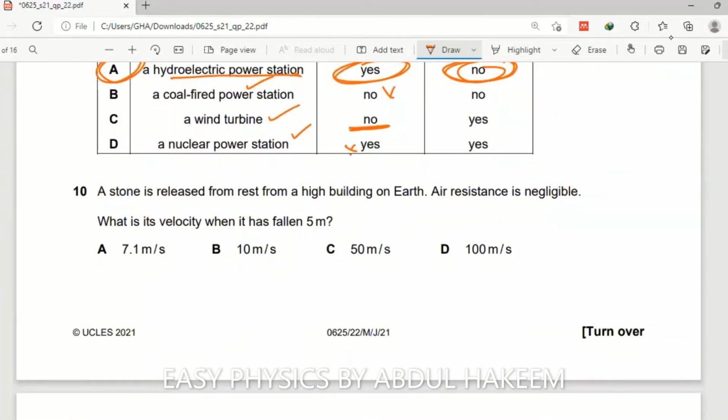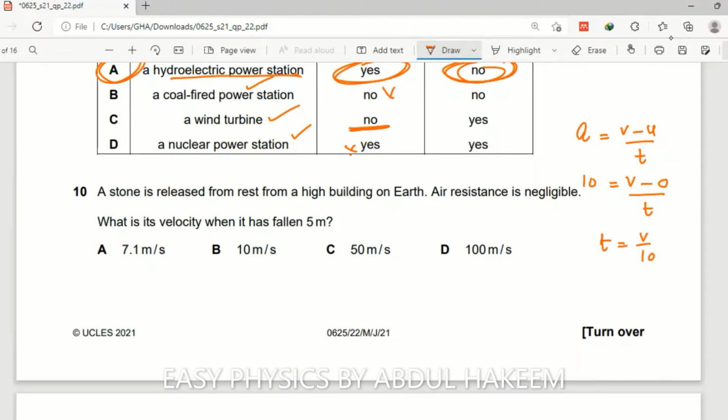Next question is, a stone is released from rest from a high building on Earth, air resistance negligible. What is the velocity when it has fallen 5 meters? So look, acceleration is equal to V minus U divided by T. And the acceleration of free fall is 10. The final velocity is required, the initial velocity will be 0 because it's dropped from rest, and T is unknown. It means this time is equal to V divided by 10, final velocity divided by 10.